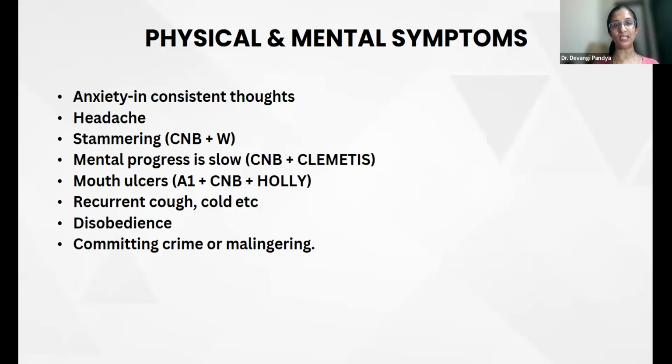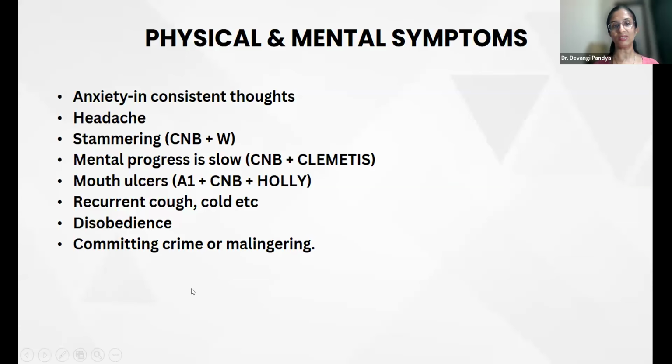So, with physical and mental illness, where anxiety is in the constant thoughts, again this remedy can be given. Headache, stammering, ears: chestnut bud plus walnut, both together, can be given for stammering. In Bach flower remedies, it is very beautiful: you can prescribe 1 to 7 remedies together so that the symptoms can be covered without any side effects. Mental progress is slow: again, chestnut bud plus clematis can be indicated.